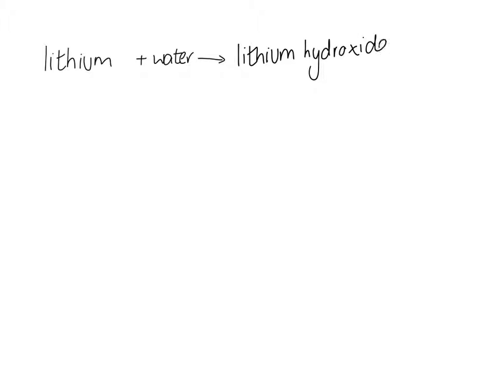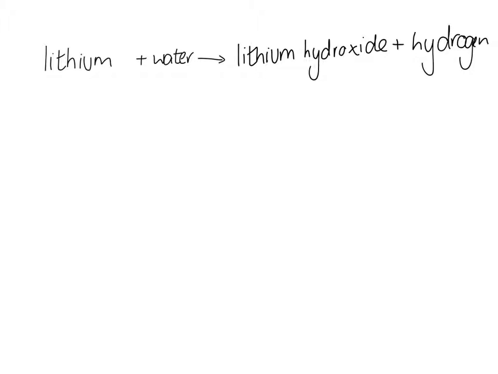So when we react lithium with water, you should hopefully remember from the periodic table topic that we get a salt, which is called lithium hydroxide, and our other product is hydrogen. So that is our word equation, and we would have written in our balanced symbol equation at the time, but now we need to be able to write that from scratch.